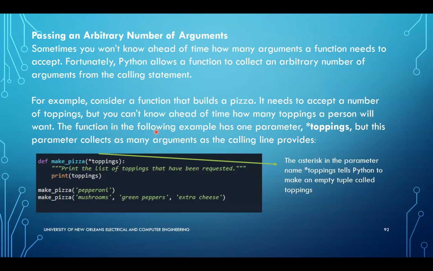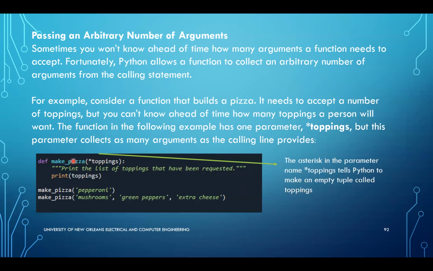So in this example, the function has one parameter, and we call that *toppings. This parameter collects as many arguments as the calling line provides. The special case here is that we use the asterisk before the parameter name, and it tells Python to make an empty tuple called toppings.